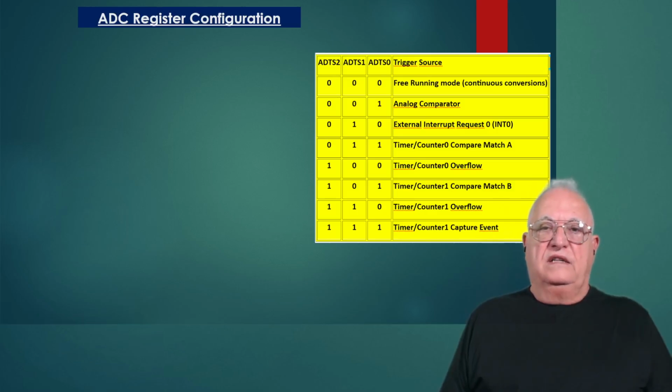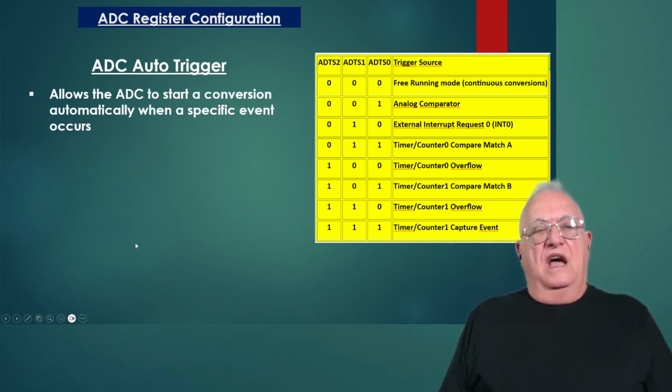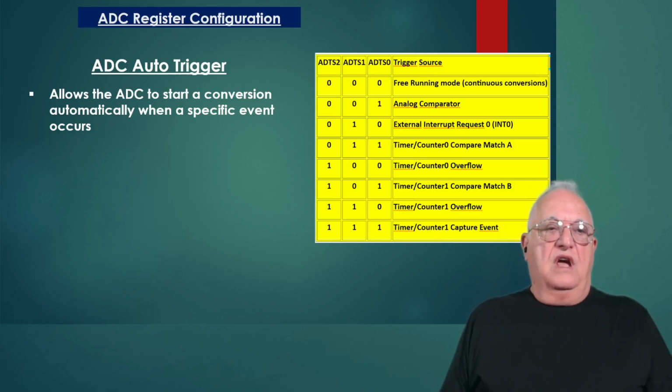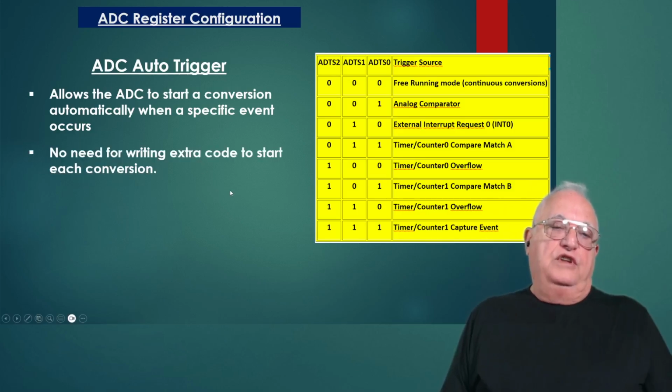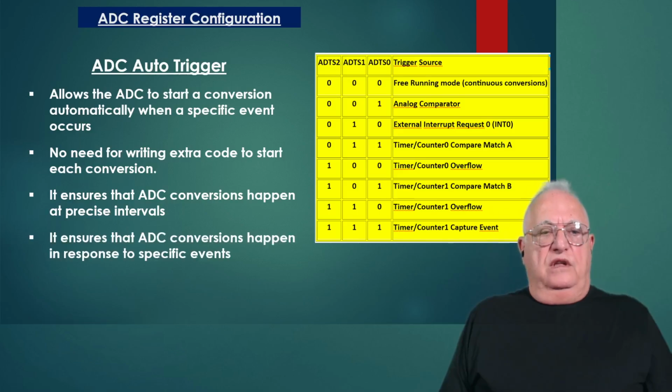Okay, now let's continue looking at the register configuration, and let's look at the ADC auto trigger. It allows the ADC to start a conversion automatically when a specific event occurs. There is no need for writing extra code to start each conversion. It ensures that ADC conversion happens at precise intervals, in response to specific events.